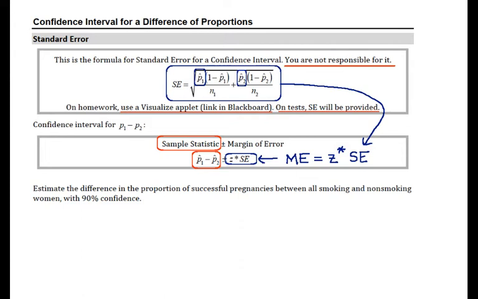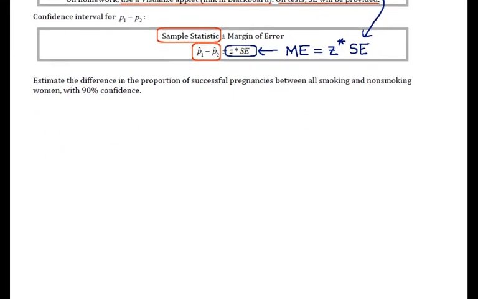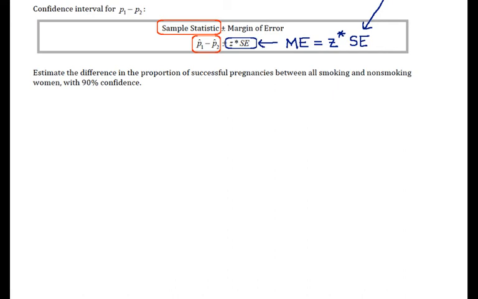So we have a different formula for standard error, but based on standard error, still the same way of calculating our margin of error. So we're going to estimate the difference in the proportion of successful pregnancies between all smoking and non-smoking women using 90% confidence. First, we have our sample statistic, PS hat minus PN hat, which we have already calculated at negative 0.098. To get our margin of error, we're going to need a standard error, which we can go ahead and get from Blackboard now.